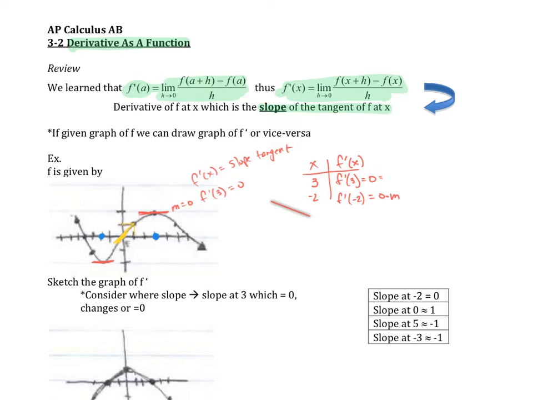So I'm going to say that the slope at 0, this f prime of 0, is approximately 1. So that means I'm going to put that blue dot right here. All right? And then we said, look, from this point right here to this point right there, the slopes slowly increase.